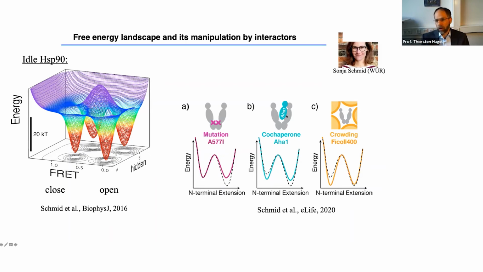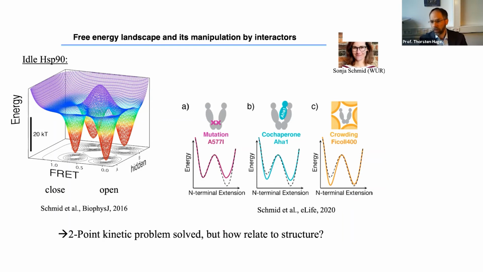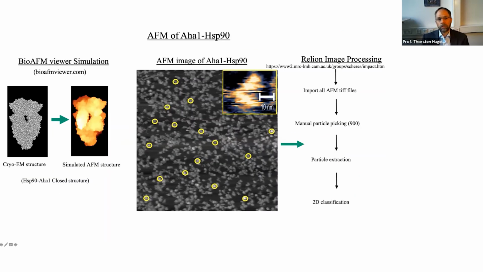So basically, if you only had the structure, you wouldn't get this information. But on the other hand, and that's what I want to point out with the two-point kinetics here, we don't really get information about the structure. We are kind of just putting these pictures up here to show how it might look, but we don't know this. We just know how two points move. So it would be great if we could relate this to a structure.